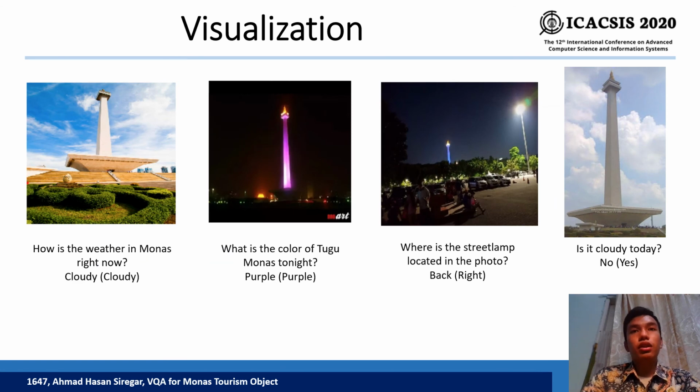Some visualizations we have, for example, here the question is, how is the weather in Monash right now? The answer or the prediction of the model is cloudy, while the label is cloudy, so this is true. For example, this one, we can see here is Monash, while on the right side is a street lamp. The question is, where is the street lamp located in the photo? The model predicts the answer is back, meanwhile the label is right, so this is a wrong prediction.